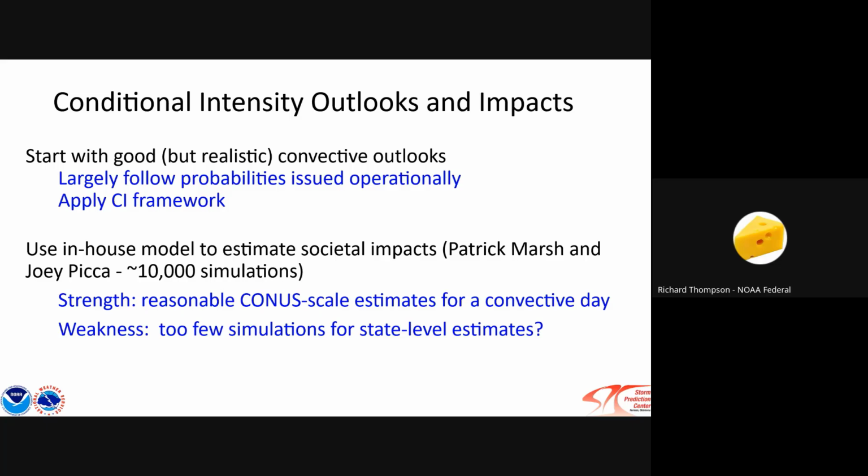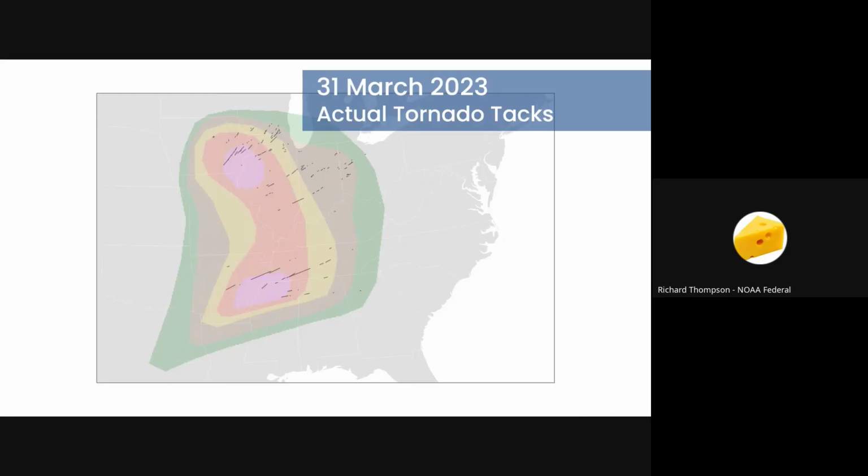And a lot of the background work has been done by Patrick March and Joey Pica, who also work at SPC. They've developed a machine learning model and a Monte Carlo approach where we run roughly 10,000 simulations of different possible tornado outcomes based on our outlook. Then we can estimate things like numbers of tornadoes by intensity, and we can even come up with estimates of fatalities and injuries. Okay, so here are the actual tornado tracks from March 31st of '23, the dual high risk.